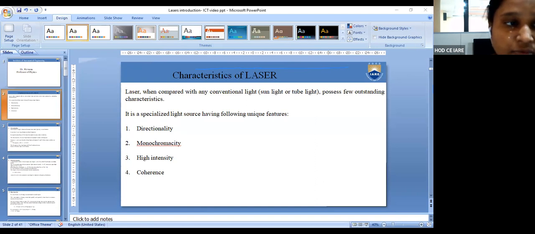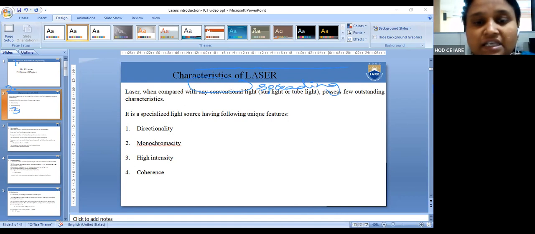And what is the second point? So this is our first point, and the second point is it can travel long distances without divergence. Without divergence means without spreading. So it will travel in a single direction without spreading. And the third point is its angular spreading is less and it occupies less area where it is incident.